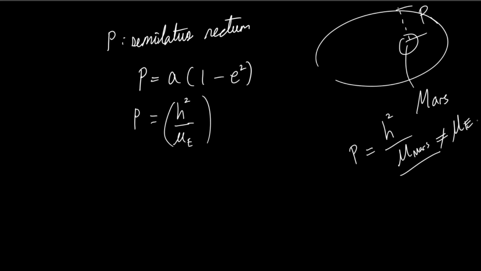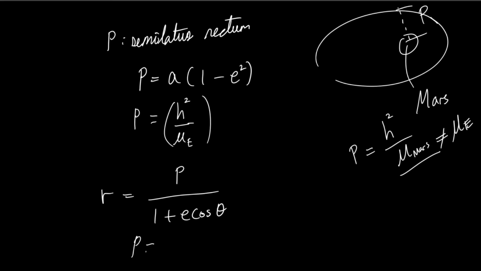The most important way of representing P is to relate P with the trajectory equation. Trajectory equation is R equals P over 1 plus E cosine theta. E is eccentricity, theta is true anomaly, R is the distance from the center of the planet to the spacecraft.